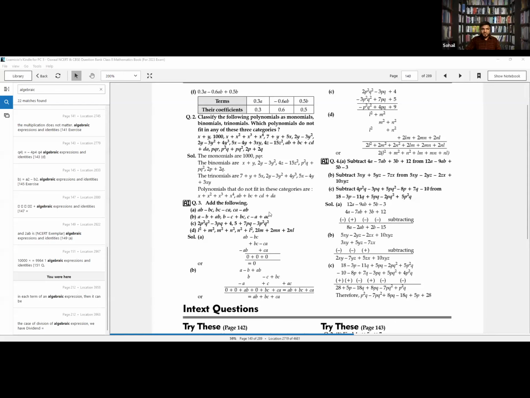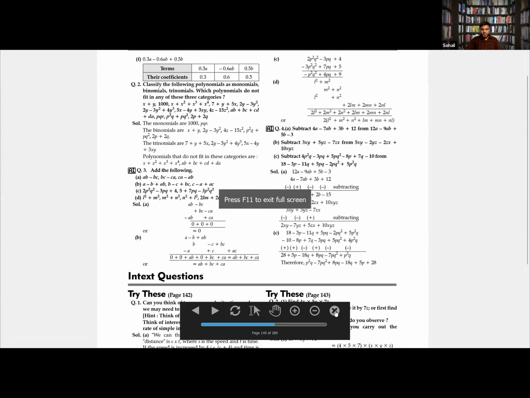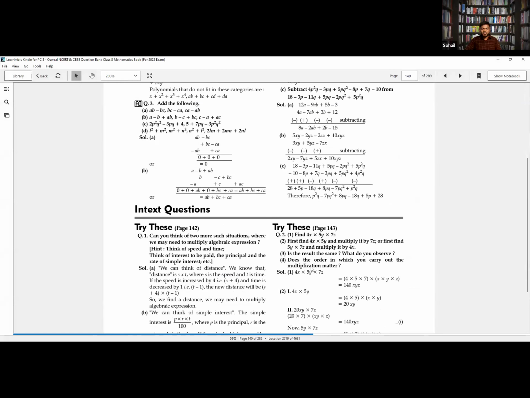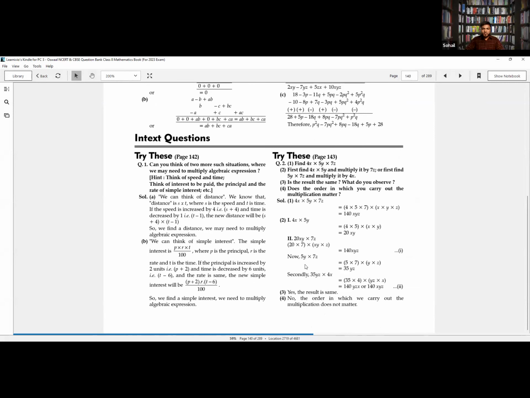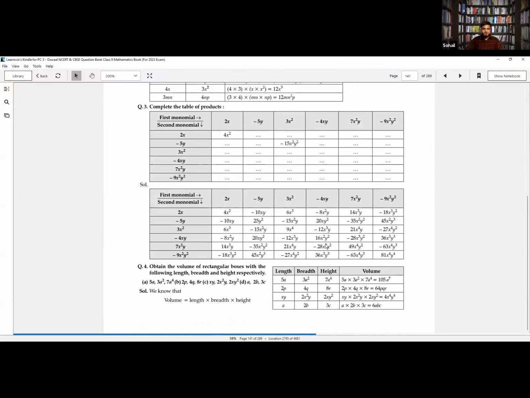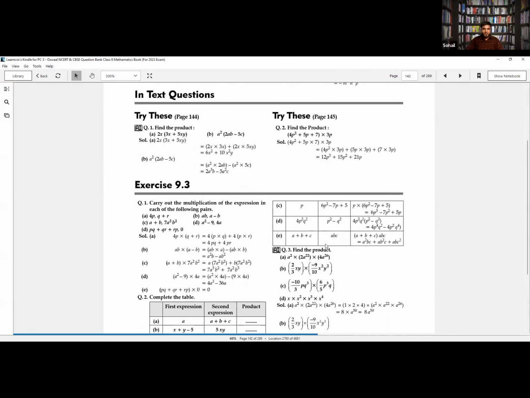Yeah, I was talking about this. Hope you guys can see my screen. Yes, sir. So see here, you can see that there are questions in this book and they are of a decent level. There are some decent level questions in this, so we would be taking questions from this one also. Okay, yes, sir. All right.